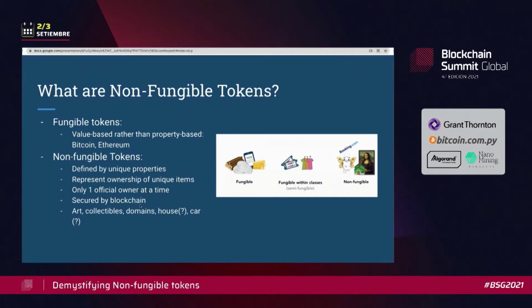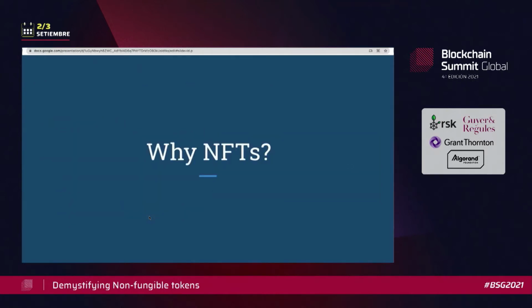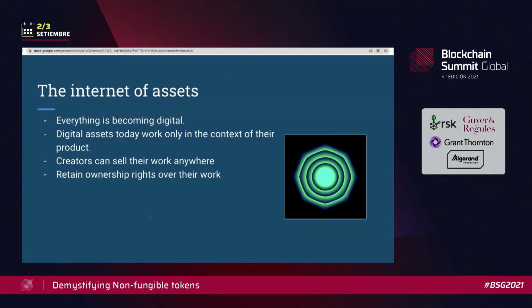Non-fungible tokens are secured by the blockchain, and they can expand themselves into different verticals such as art, collectibles, domain names. A house or a car can also be backed by NFTs, and we'll get into how that is done. Why does the world need NFTs?